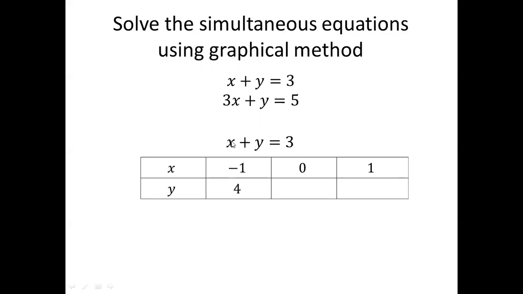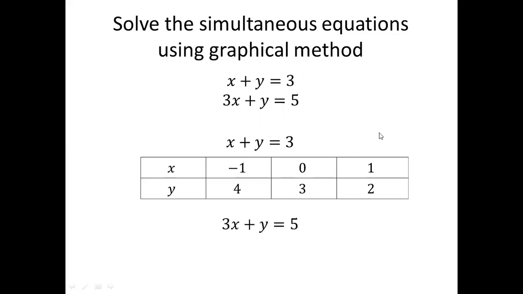Next, when x is equal to 0, we have y is equal to 3. And then when x is equal to +1, we'll transpose the +1 to the other side, making it negative. Therefore, we have 3 minus 1, or simply 2.